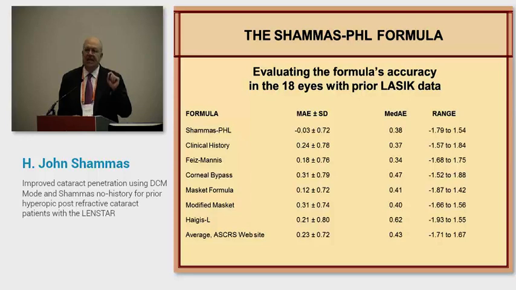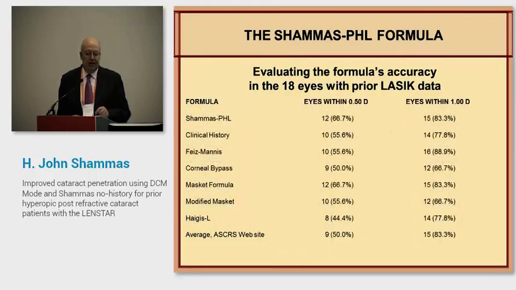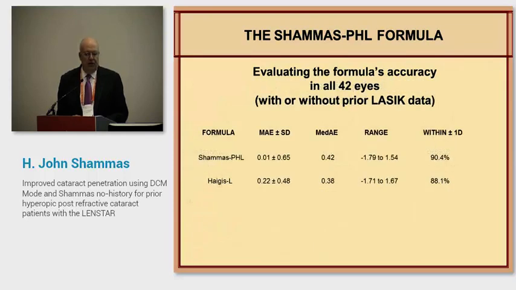We look at the median absolute error. The absolute errors do not follow a Gaussian curve, so you cannot just use the mean absolute error; you have to use the median absolute error and compare them. And we look, of course, at the range of the error. If you look at the eyes within half a diopter and the eyes within 1 diopter, we fared really well compared to the other formulas.